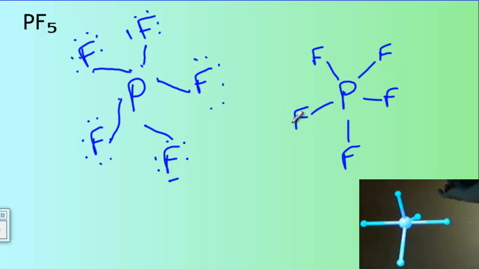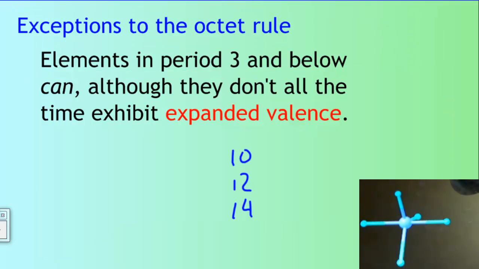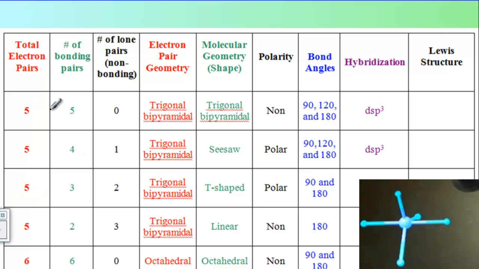If you happen to end up with 10 or 12 and it's something that's below period 3, meaning that it can't be carbon or oxygen, then we'll sort of go with it. Most of the stuff we're working with is carbon, but if you get one of these, just go with it. So then the question becomes, what then is the shape? That's where the second part of the table, or the back side of the table, comes into play. If I look at this, I've got 5 electron pairs, and they're all 5 bonding. And that's what we got.